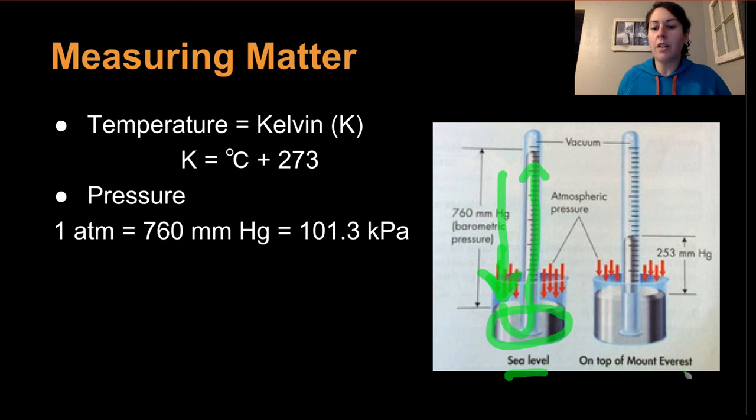If we were to go stand on the top of Mount Everest, there's not as much atmosphere pushing down because there's not as much atmosphere above. And so we see that the atmospheric pressure is quite a bit less than that. We actually can calculate some of these values as well.